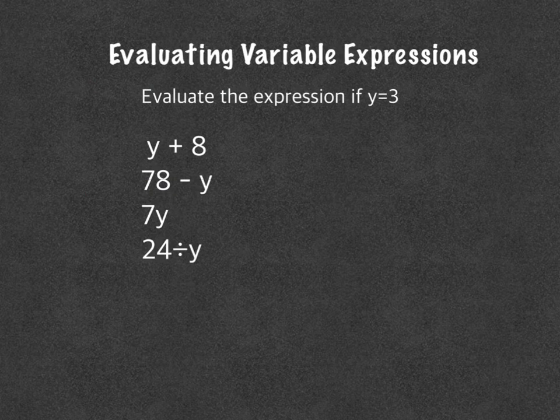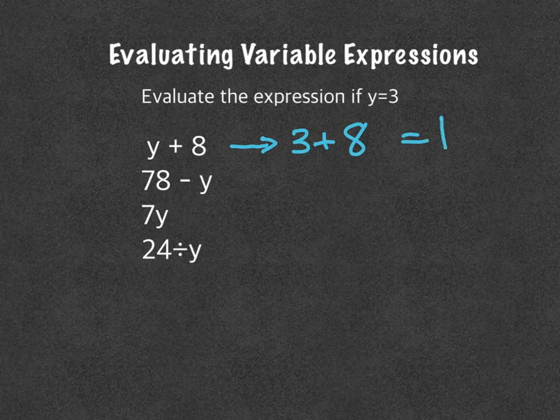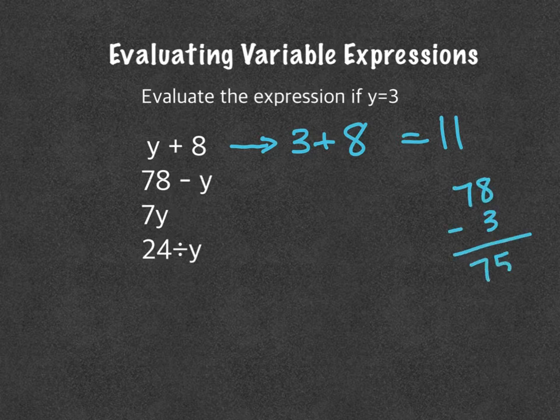In this case, what it's telling us is that y equals 3. So in each of these, we are going to plug in y as 3. So what we're thinking in this problem right here, y plus 8, is really 3 plus 8, right? So 3 plus 8 equals 11, okay? Then we have 78 minus y. So 78 minus 3, and never be afraid to do a little side math. 78 minus 3 would be 75. So this problem equals 75.